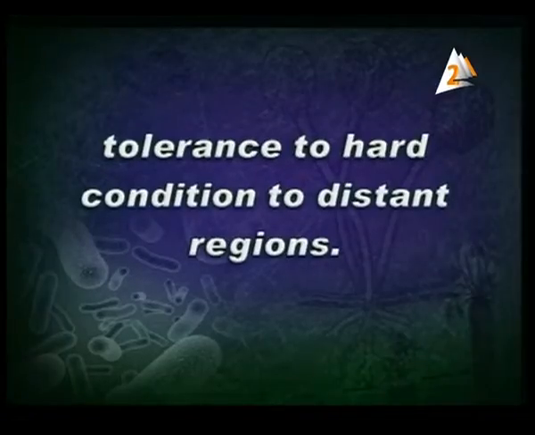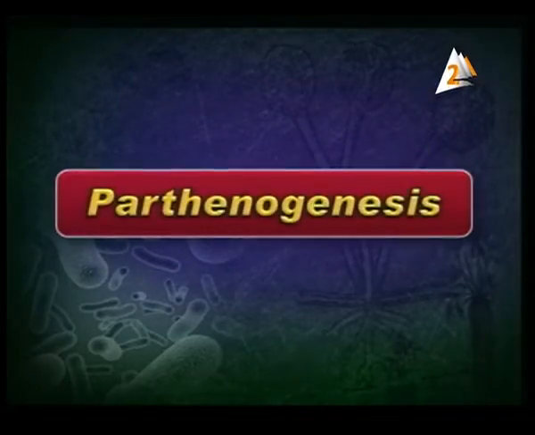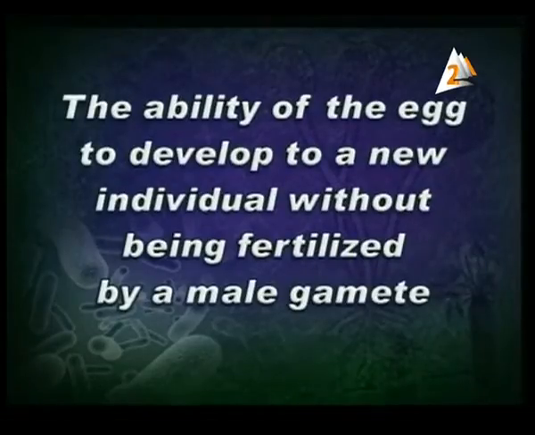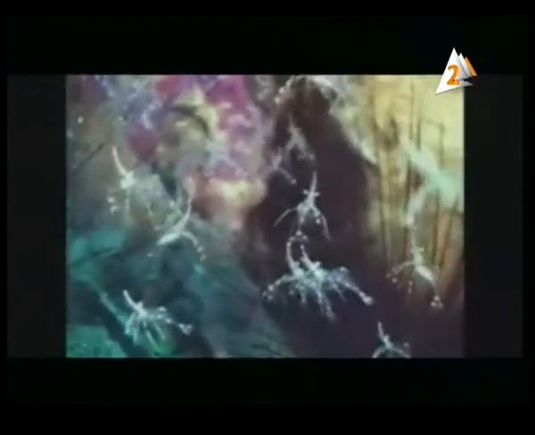Another type of asexual reproduction is called parthenogenesis. What is the definition of parthenogenesis? It's important. It is the ability of the egg to develop to a new individual without being fertilized by a male gamete. We can consider it as asexual reproduction, since the progeny comes from the mother only. One parent, which is a mother.